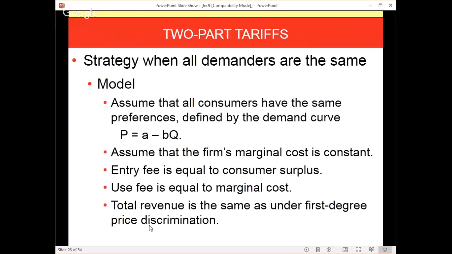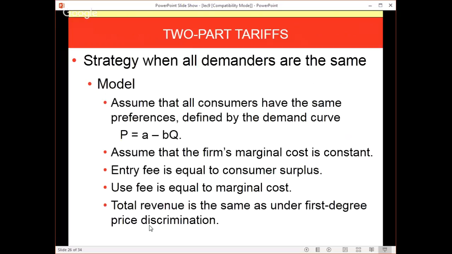Okay, so assume all consumers have the same preferences, defined by a demand curve. For a generic demand curve, P equals A minus BQ. Assume that the firm's marginal cost is constant, right? Assume that the entry fee is equal to consumer surplus. And I'm going to assume that the user fee is equal to marginal cost. I'm sorry, I'm not assuming this is going to happen. Total revenue is going to be the same as under first degree price discrimination.